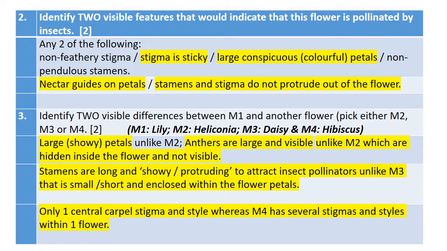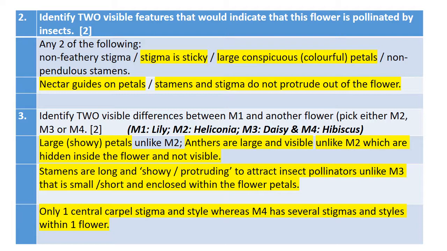Then also talk about the nectar guides on the petals. You can actually see the nectar guides, and the stamens and stigma do not protrude out of the flower. In other words, the stamens and stigma are relatively short, so they stay within the flower and do not hang out of it. Any 2 of these features will be enough to answer this question and show that it is insect pollinated.